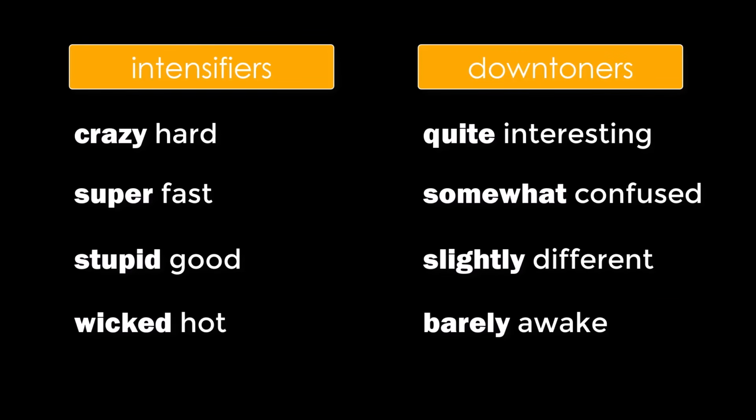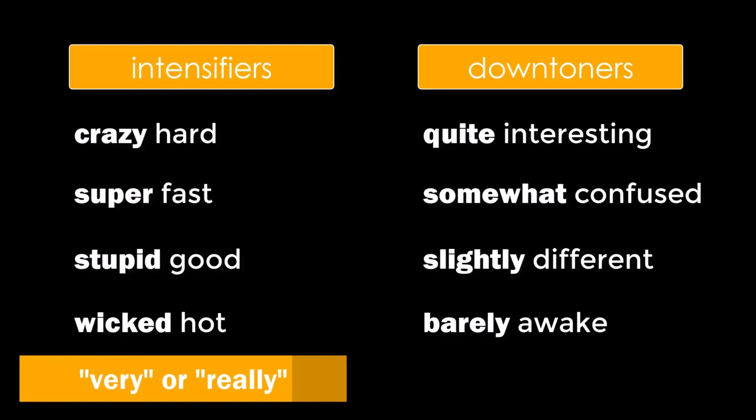As promised, here are 4 intensifiers that have a surprising change in meaning. Crazy doesn't mean insane. Super doesn't mean excellent. Stupid doesn't mean dumb or unintelligent. Wicked does not mean evil. These words simply mean very or really.